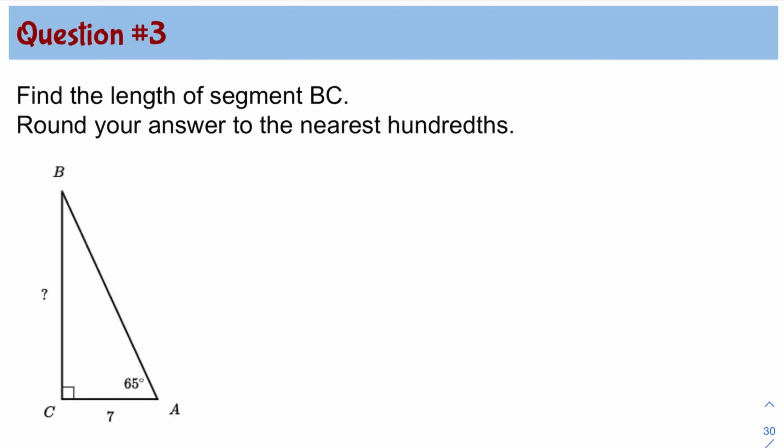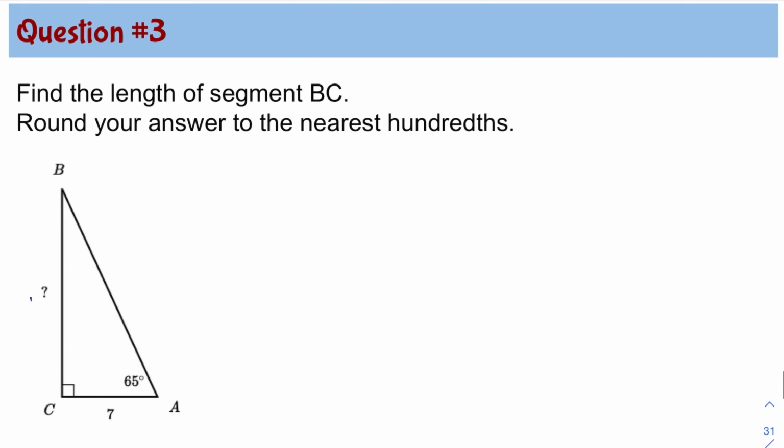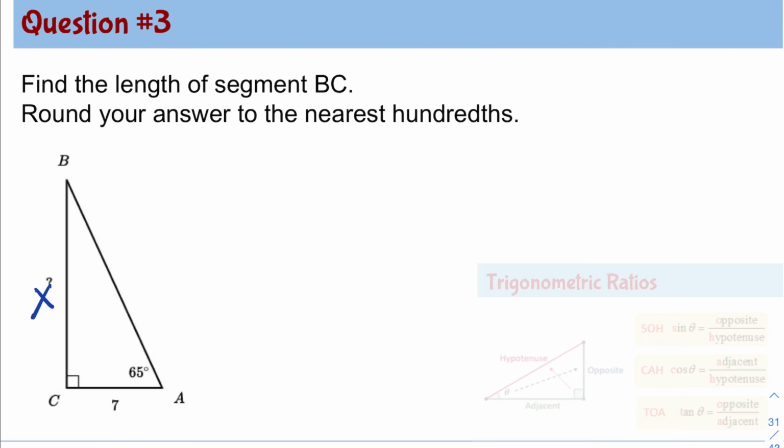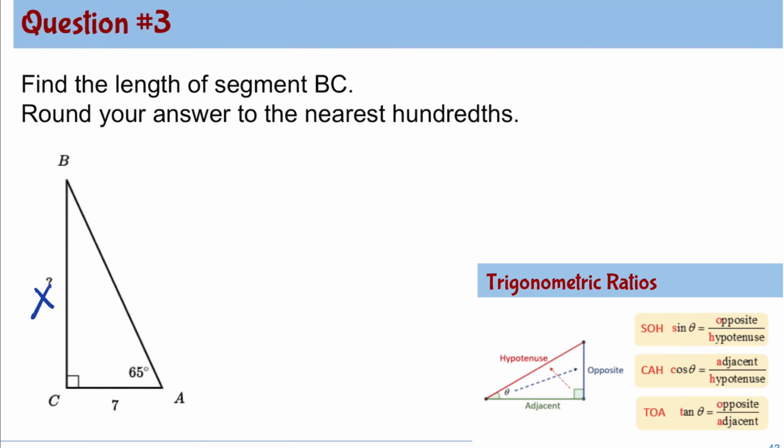Question 3. Find the length of segment BC. Same thing, I will label x. Which function do you think we need to use? Tangent, right? Tangent because 7 is adjacent to 65 degrees and x is the opposite. And the trig ratio that involves opposite and adjacent is tangent.